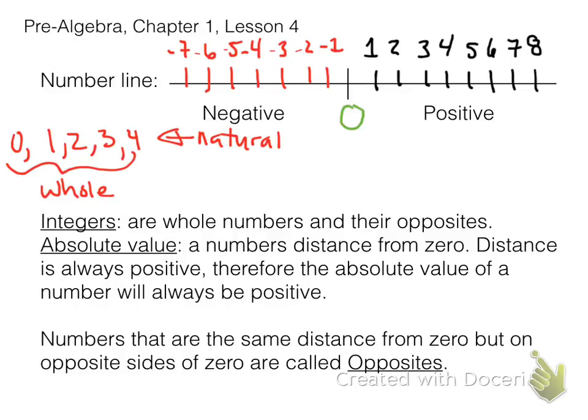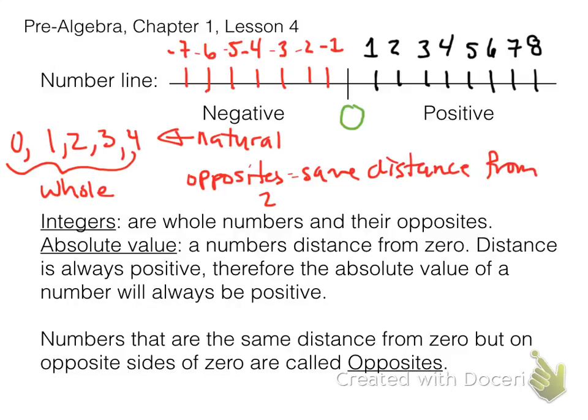Integers are whole numbers and their opposites. Well, what are opposites? Opposites are numbers that are the same distance from 0, but on opposite sides of 0. So the number 1 and the number -1 are opposites because they are still 1 unit from 0, but on opposite sides of 0.